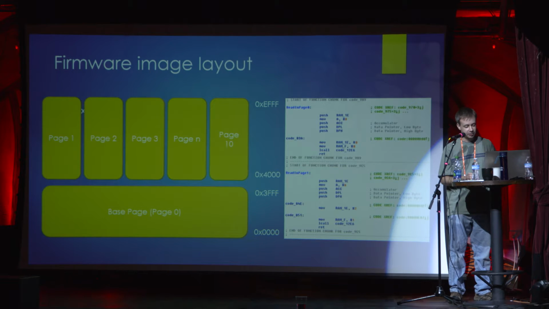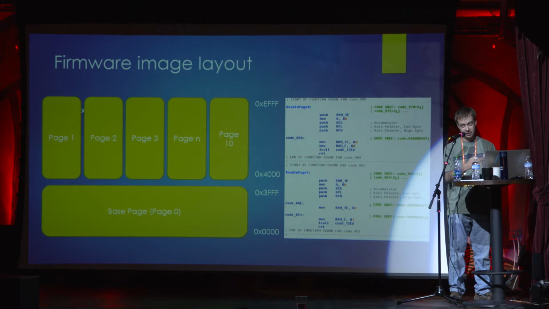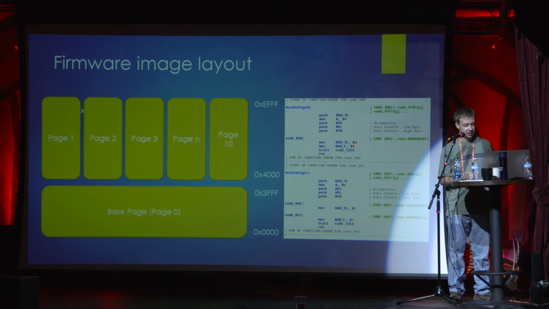So as an example, if I wanted to call a function at address 5,000 on page 1, I would set the data pointer register to 5,000, and then I would call the read-in page 1 function that you could see in the screenshot, which would swap in page 1, call the code at address 5,000, and then return back to another function that swaps in the original page, so it's like it never happened.